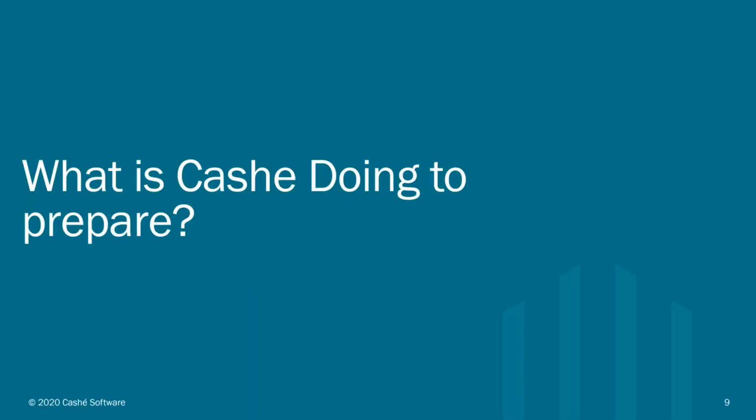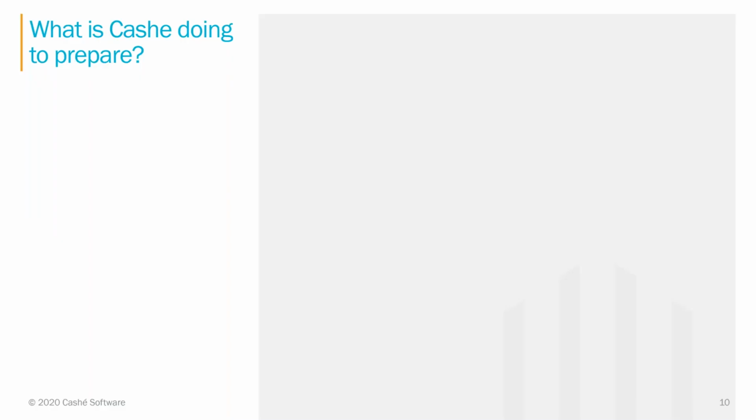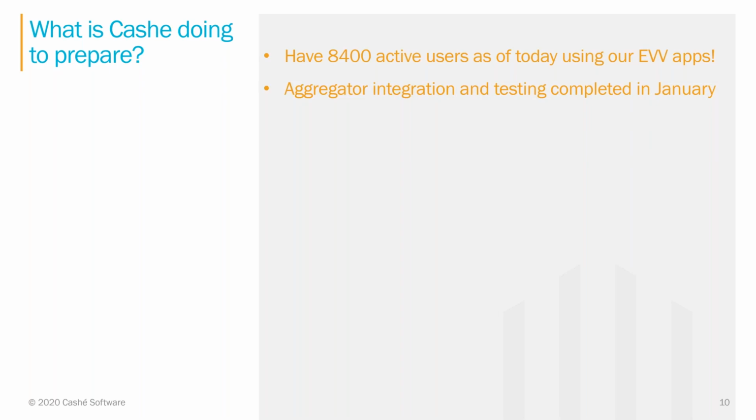So what is Cachet doing to prepare? Well, actually, we've been preparing for quite some time, and this is evidenced by the 8,400 active users we have using our EVV apps today. This is huge. These folks are ahead of the curve. We have several agencies where the primary way of entering time is through the app. Think about all the paper timesheets that wouldn't have to be hand entered into the system.